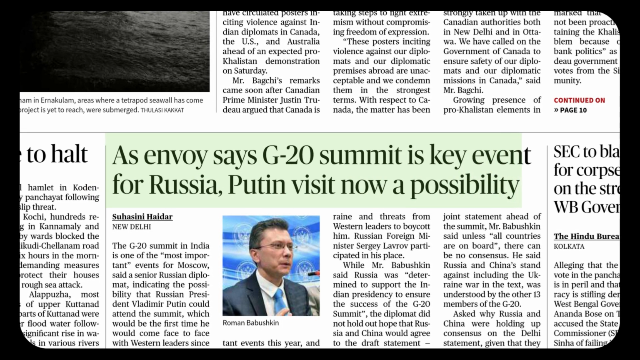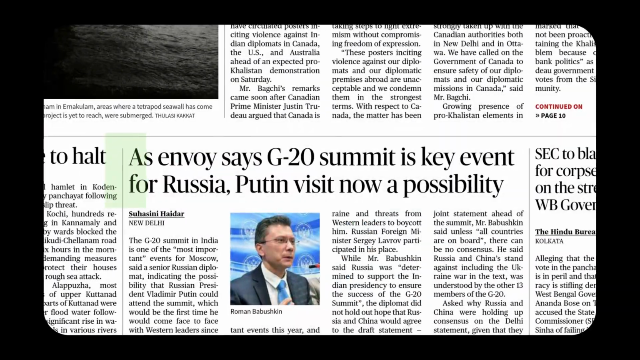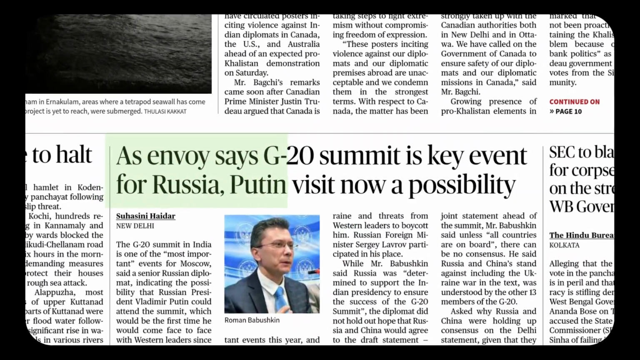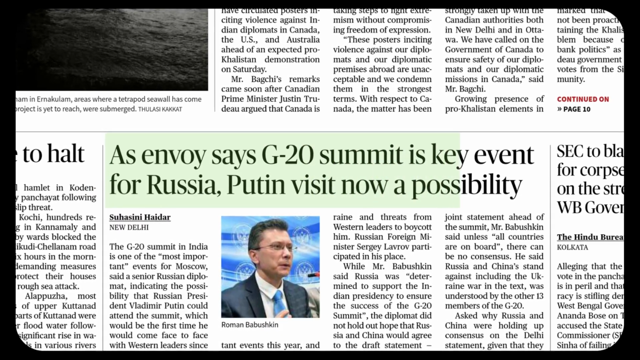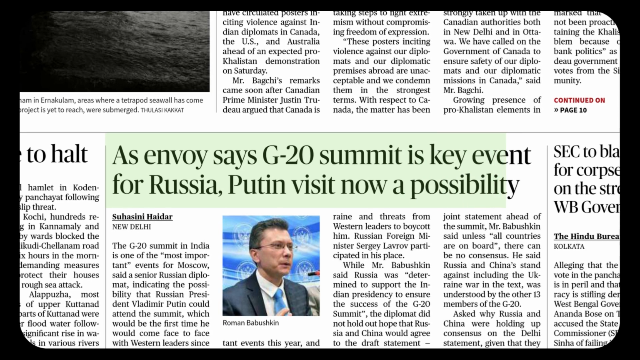How do you read that? You read with the idea units, chunking. Here we start with as envoy. Envoy is a very important noun. The accent for the first envoy is a representative of a government or organization. As envoy says, G20 summit is key event. Key is main. Event, that's a beautiful word.